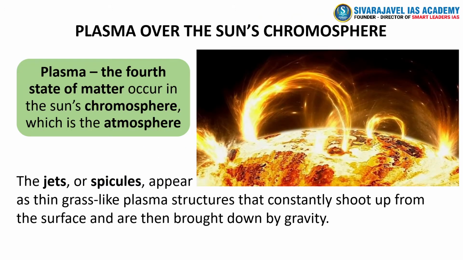The next topic is about plasma ejection over the sun's chromosphere. Plasma, which is called the fourth state of matter, is occurring in the sun's chromosphere. This chromosphere is actually the atmosphere of the sun. These are also called jets or spicules, which appear as thin grass-like plasma structures that constantly shoot up from the surface and are then brought down again by gravity.